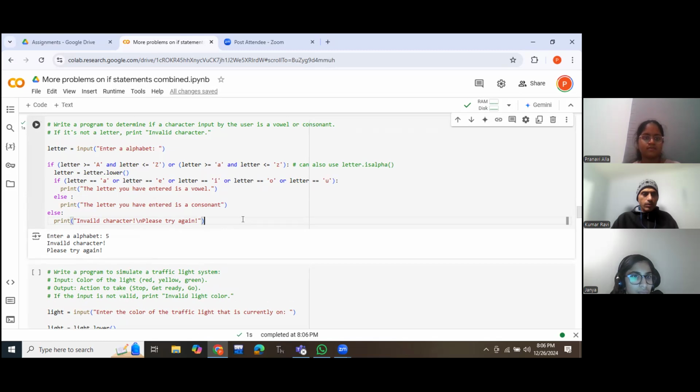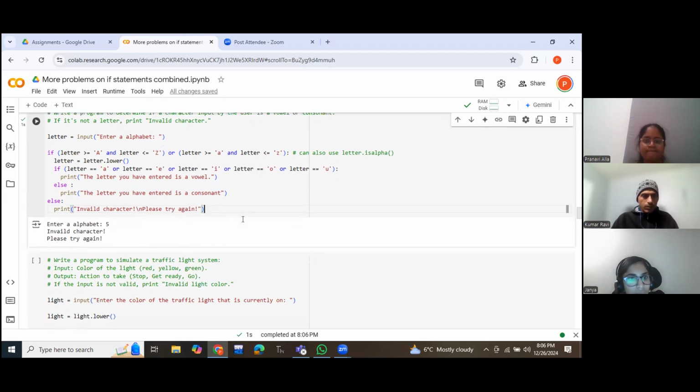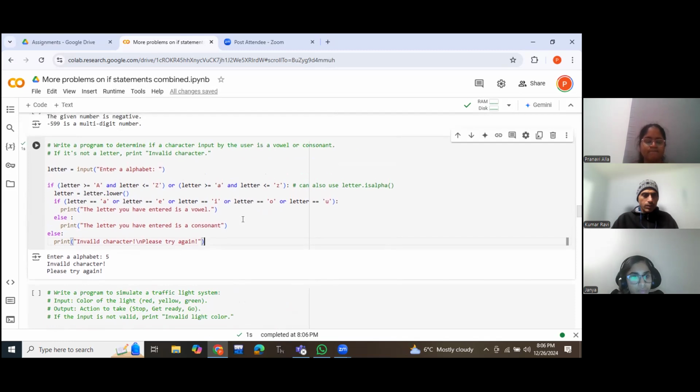So, enter alphabet ABC, vowel or consonant. If not a letter, print invalid character. Okay, fine. So I'm just taking invalid character. Please try again. Good. Yeah, next.